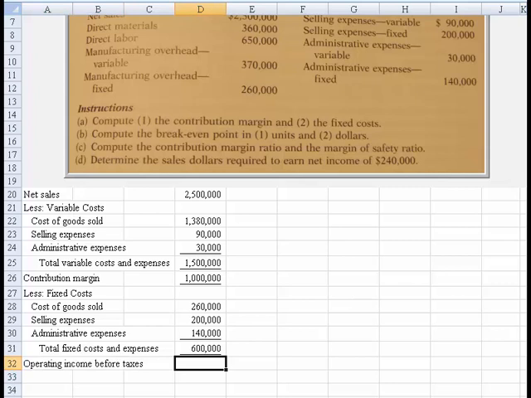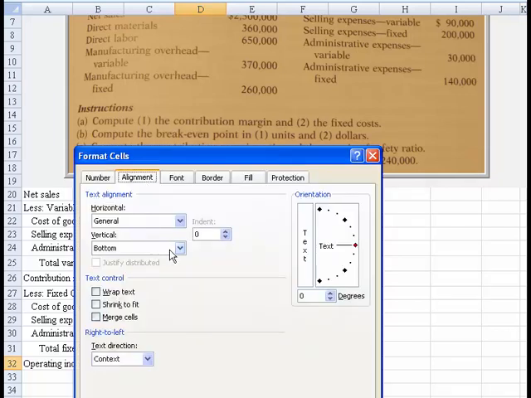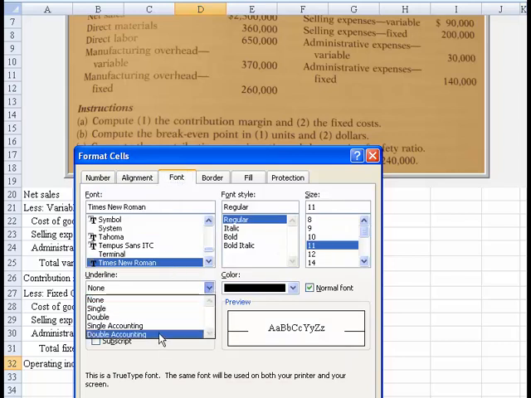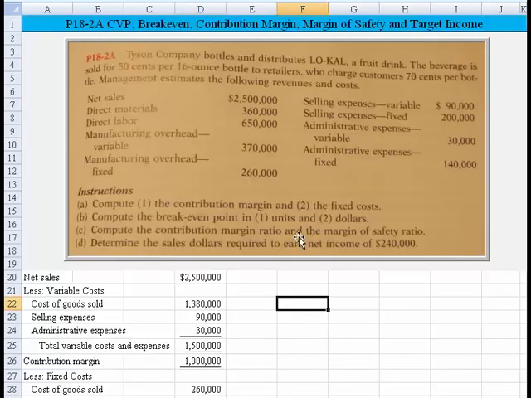Probably more technical approach, and we could come up with the contribution margin less the fixed cost, and that would be our operating income. I'll right click and format that cell, make it a double accounting, and if we turn this to a currency, we've got a nicely formatted statement. Okay, that takes care of part A.